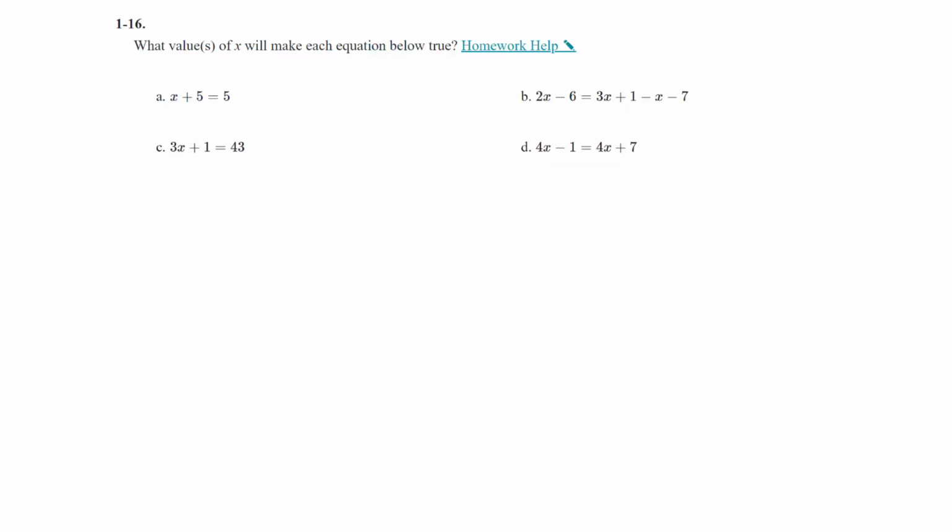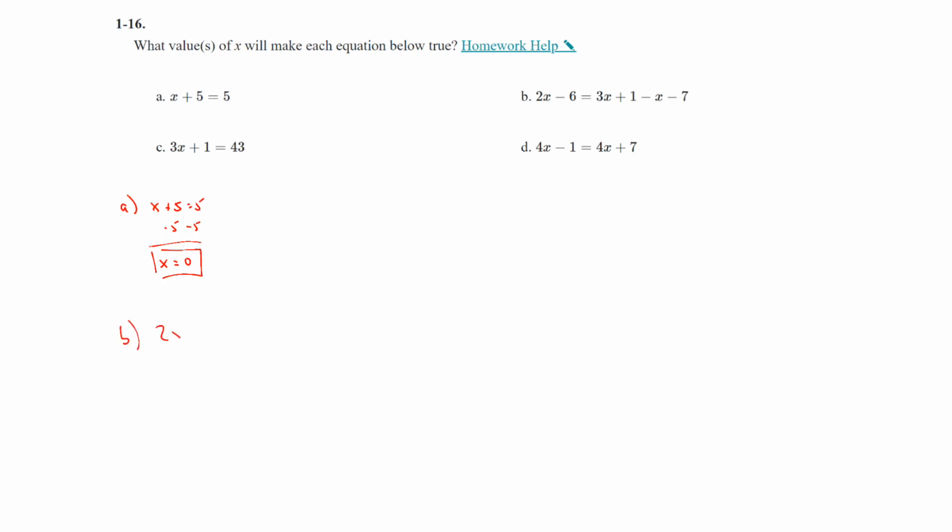Question 16. What value or values of x will make each equation below true? So it looks like we are just going to solve some equations. And I'm going to solve these algebraically. Some of these you can do in your head, but if we subtract 5 from both sides, x is equal to 0. So that's the value of x that would make it true.